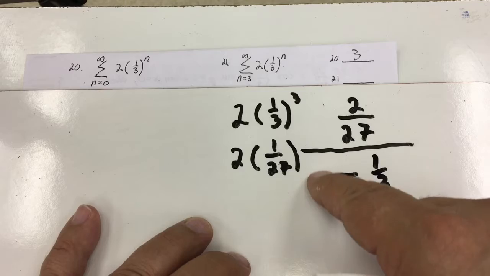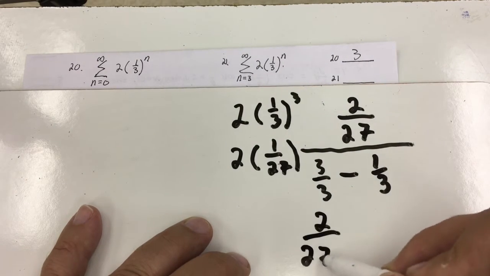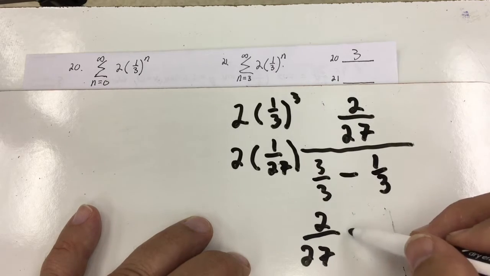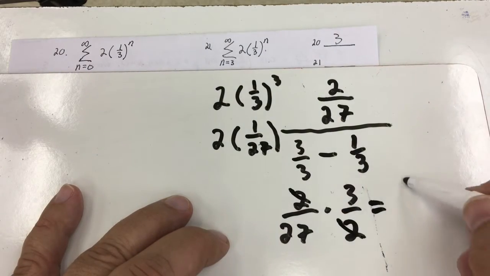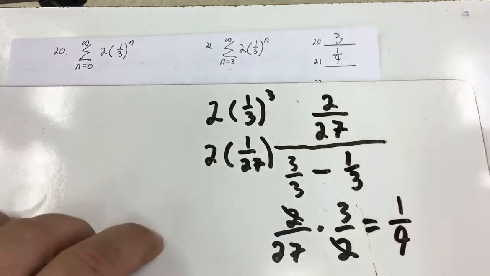So this is going to be 1/3. 1 minus 1/3 is 3/3 minus 1/3. So that's going to give me 2 over 27 divided by 2/3. I'm going to multiply it by the reciprocal, times 3 over 2. This is going to wind up simplifying a couple of times. 3 over 27 is 1 over 9. It converges to the sum of 1 over 9.